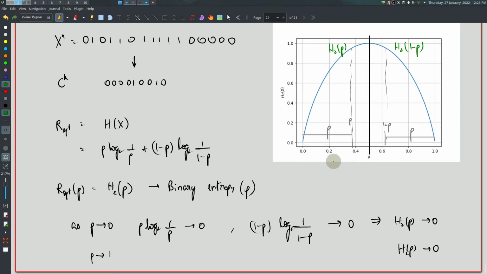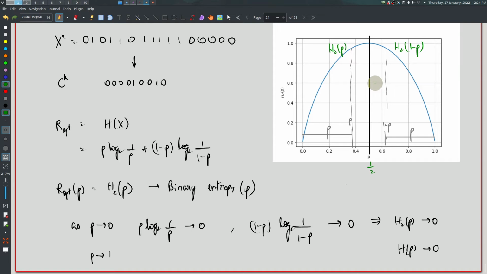So generally it is enough to just study the case when P is between 0 and half. So this is P equal to a half, because if you're interested in compressing binary sequences with P equal to, let's say, 0.4, then it is the same as designing compressors for P equal to 0.6, because you can just interchange the zeros and ones.